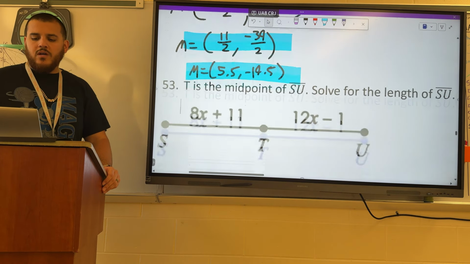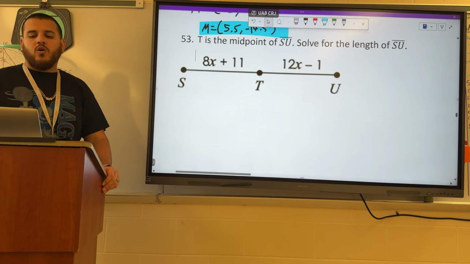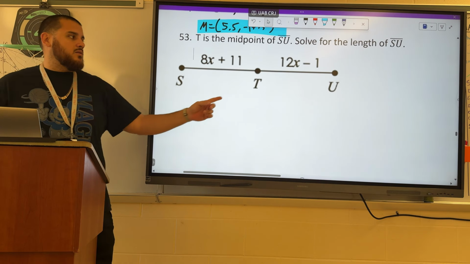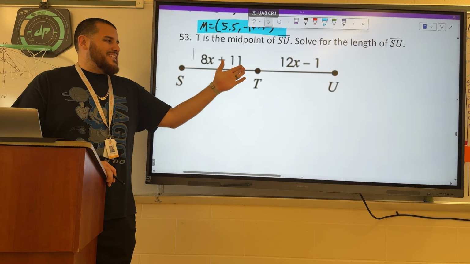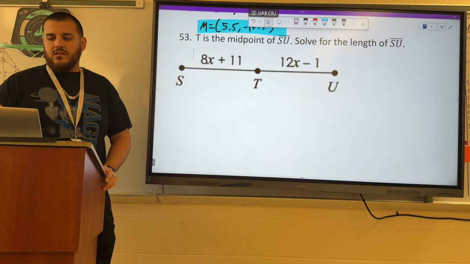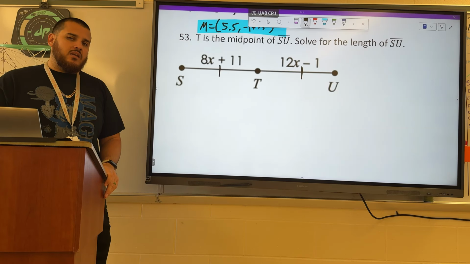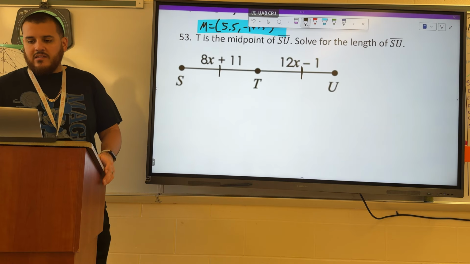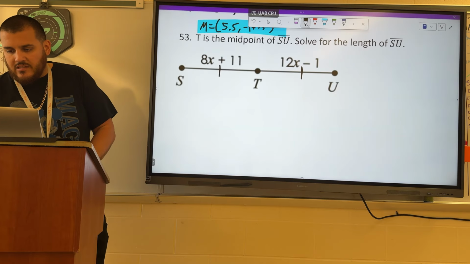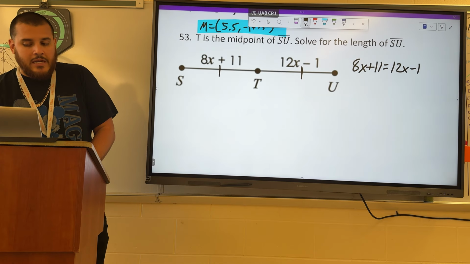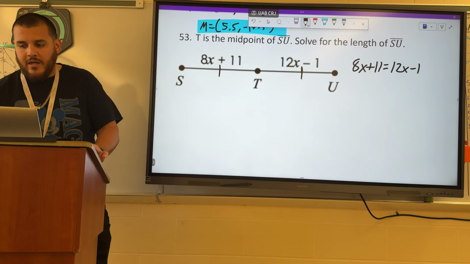Our next example also involves midpoints, but not coordinate midpoints. We're instead told here that on segment SU, T is a midpoint. That means it's exactly halfway between S and U, which means that ST has to be congruent to TU. So to solve for x here in this problem, we just need to set these values equal to each other. 8x plus 11 must equal 12x minus 1, and we can do the appropriate algebra from there to solve for x.